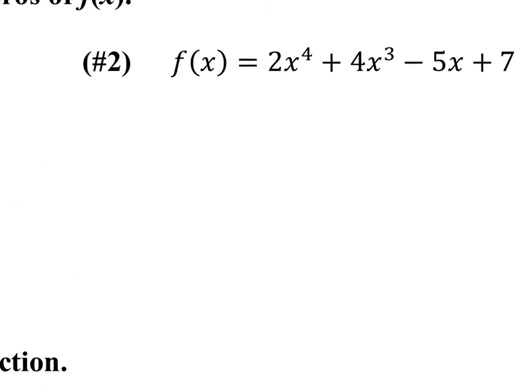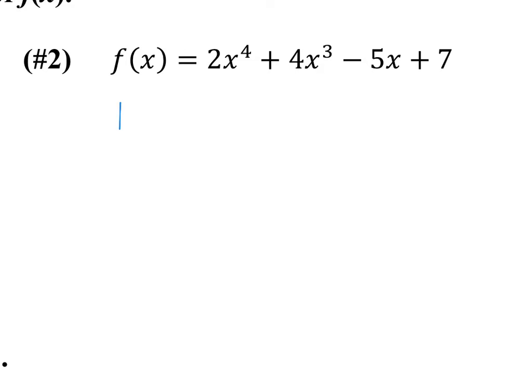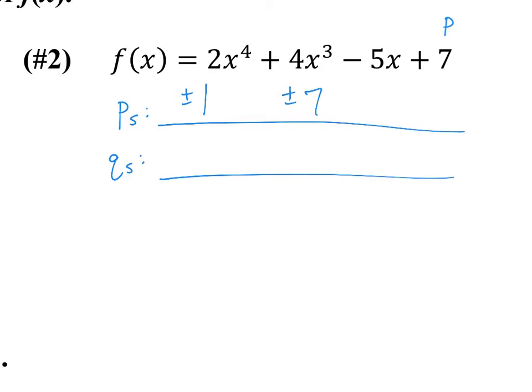Let's do number 2. Same process. The P's are any number you can divide 7 by. We can divide 7 by 1, and we can divide 7 by 7. The Q's are any number you can divide the leading coefficient by, and the leading coefficient's 2. We can divide 2 by 1, and we can divide 2 by 2. So P's over Q's would be the possible zeros.